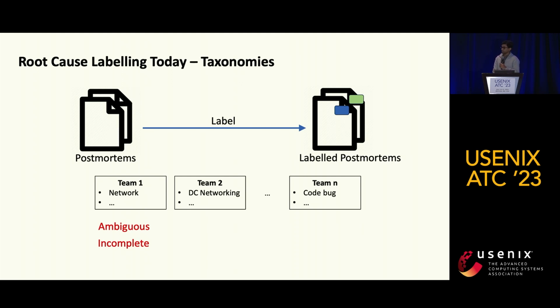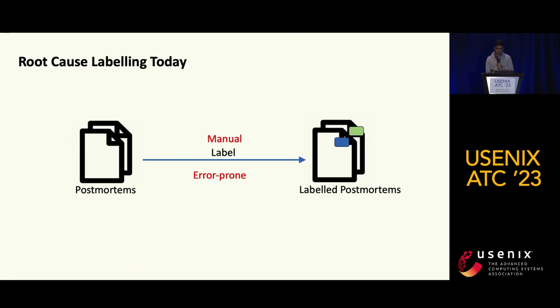Now, these taxonomies are also a flat list of labels, which makes finding the right label very tedious, and it's very error-prone for engineers to choose the right tag. Manual labeling is highly error-prone because different engineers have different levels of expertise and different interpretations of what a root cause means, leading to erroneous choice of labels. And this labeling is also incomplete because today engineers only tag a report with one label, whereas an incident can have multiple contributing factors in the real world.